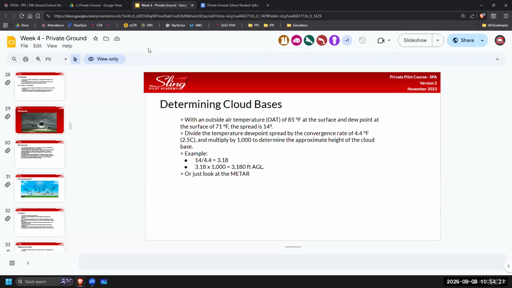What does OVC mean? What is this telling us? Overcast at what? Overcast at 600. Good. Temperature and dew point spread. What's the spread here? 1, right? That's pretty close. So what should we expect? Moisture in the air means we can expect clouds and fog. Okay. And we know that's the altimeter.